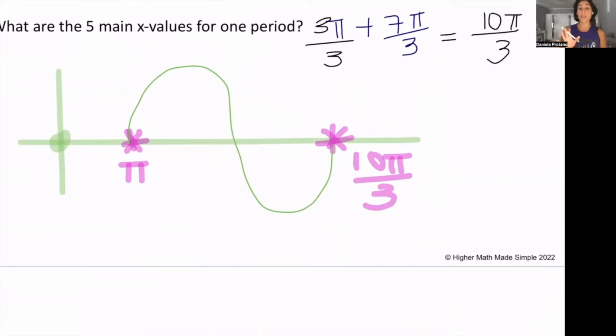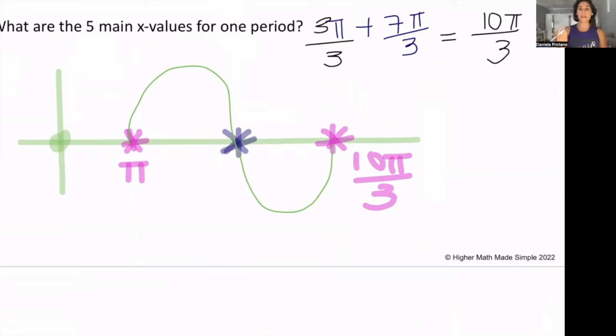Now, keep in mind, this is a graphing video, so you could definitely skip to the later section where I start graphing sine and cosine functions. But in the meantime, how do we figure out this middle? We are finding on the number line the exact middle between pi and 10 pi over 3. How do we do that?